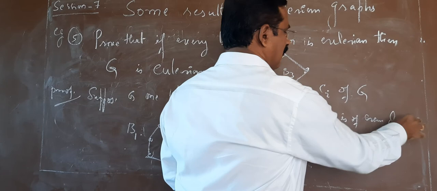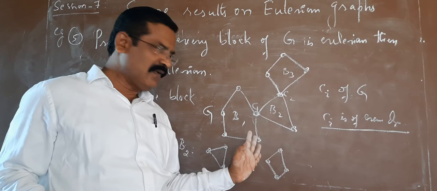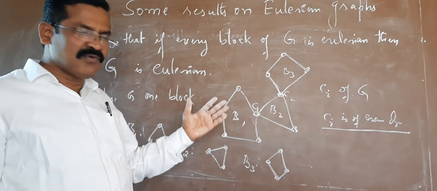If we are able to show this, it implies any arbitrary cut vertex is also even. It implies that apart from the cut vertices, all other vertices are even, and even the cut vertex is also even. And it shows that the degree of every vertex is even. And obviously, it will be an eulerian graph.